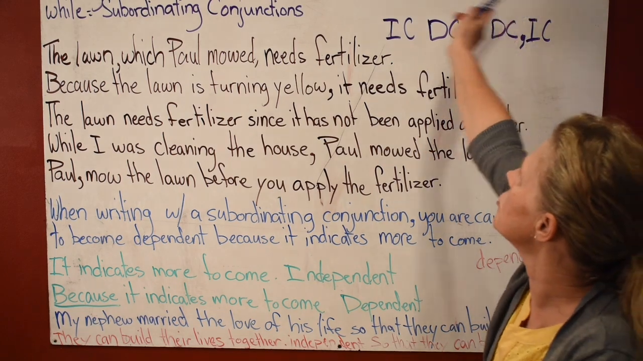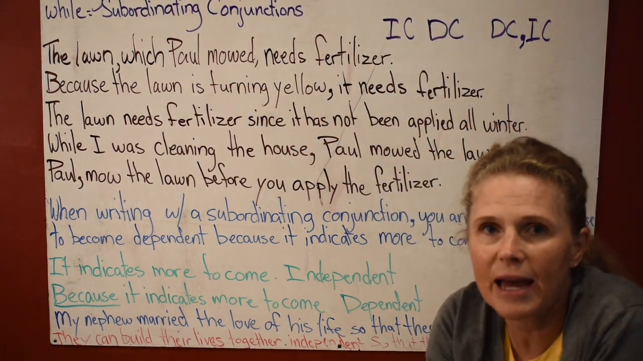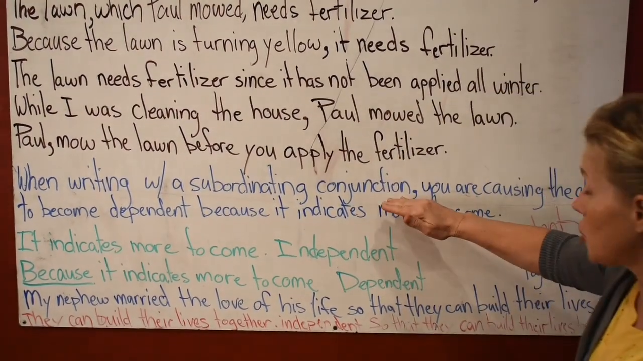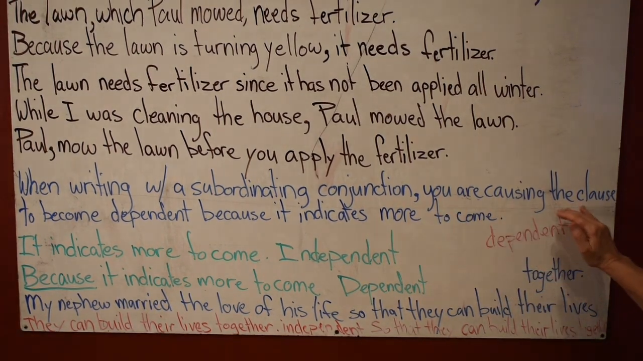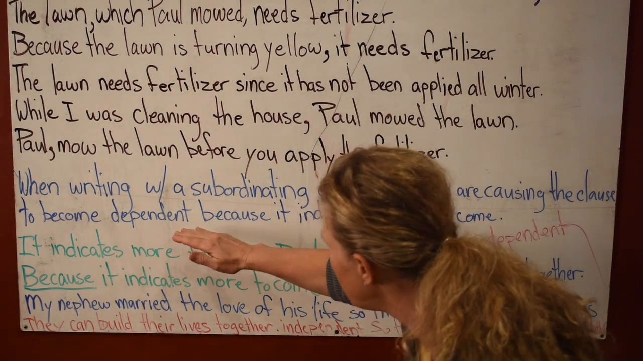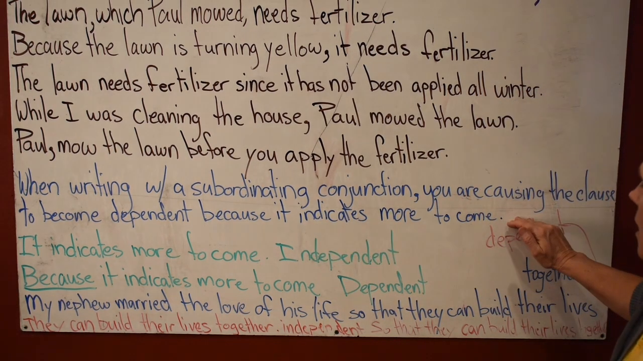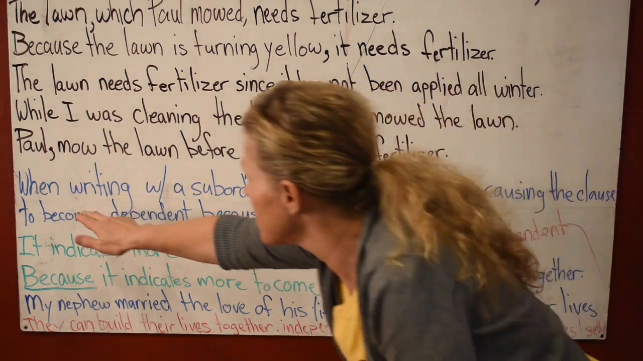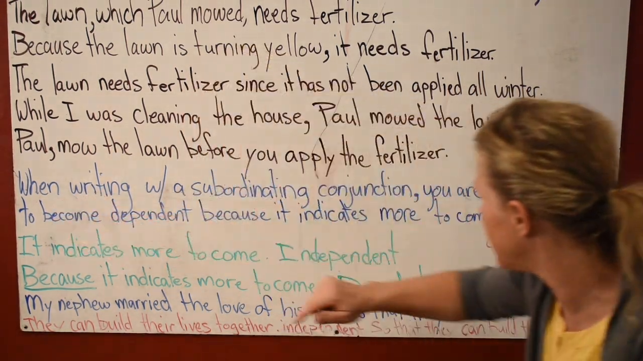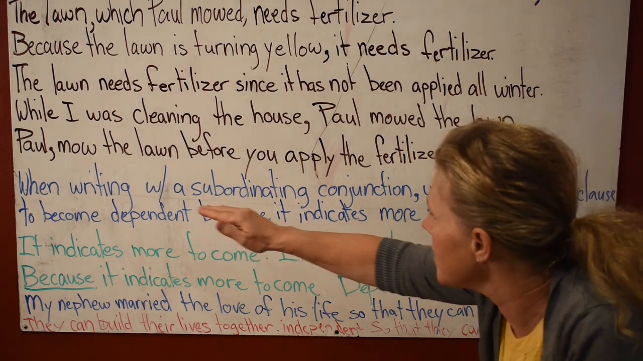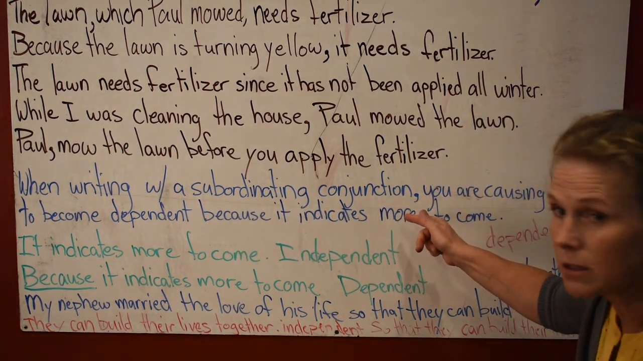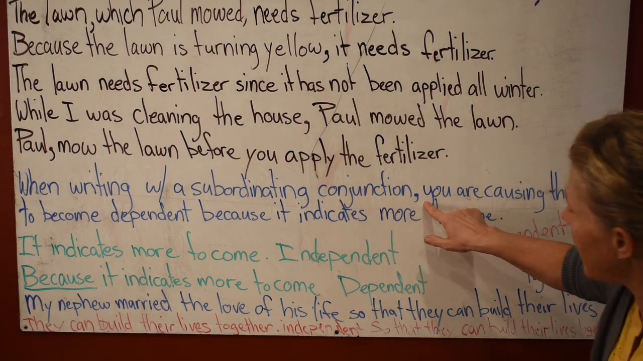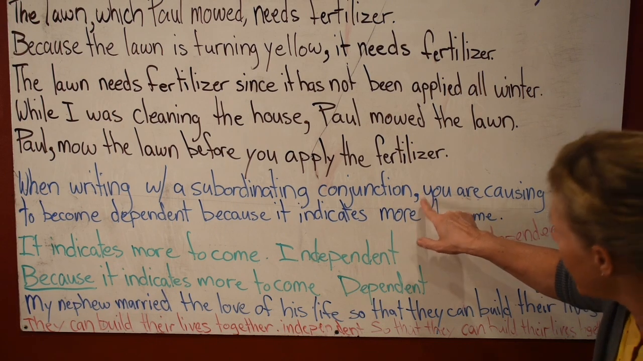And oftentimes when you're using these, they become adverbs describing the verb. When writing with a subordinating conjunction, comma, you are causing the clause to become dependent because it indicates more to come. So that's what's happening right there. See how we started this? We started this with a subordinating word, when. So here is the end, writing with a subordinating conjunction, comma. Paul, do you see this? This whole clause ends right here.